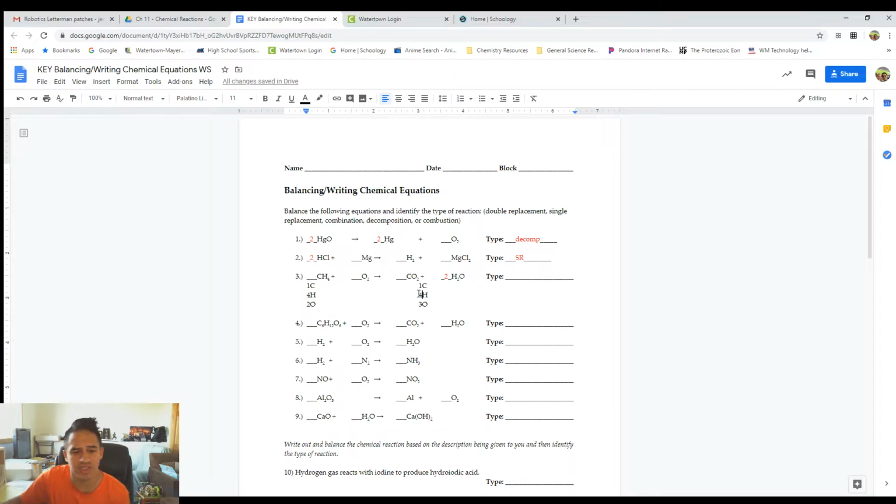That will also change the number of oxygens we have. So this 2 is going to multiply these oxygens by 2. Okay, so that's going to give us 2 oxygens there, plus the 2 oxygens we have there. So that's going to give us a total of 4.